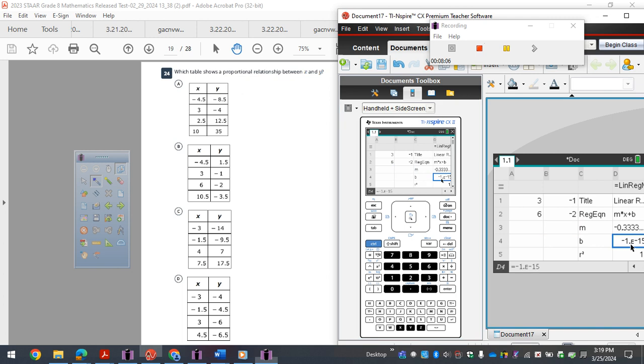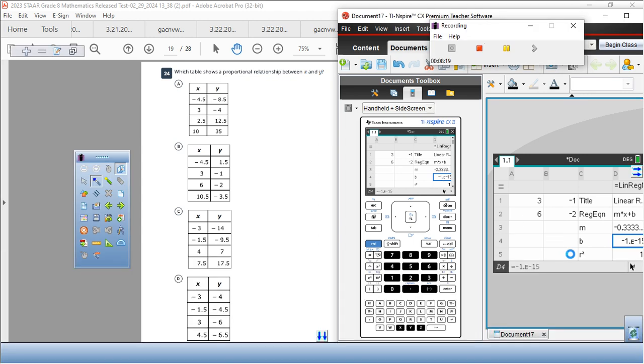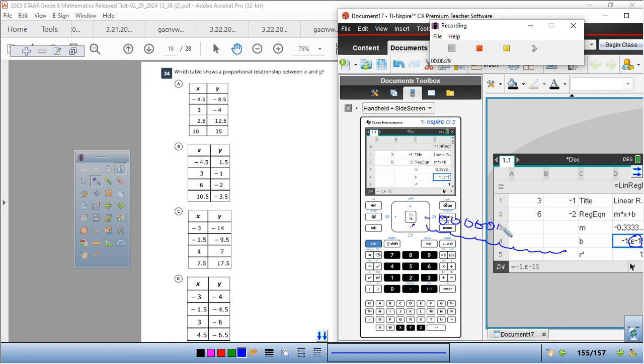That is a 0. That's basically like your scientific notation. And that means you have a negative. You have a decimal, and it goes like scientific notation, 15 to the left. 15 zeros. So 0.1, 2, 3, 4, 5, 6, 8, 10, 11, 12, 13, 14, 15.